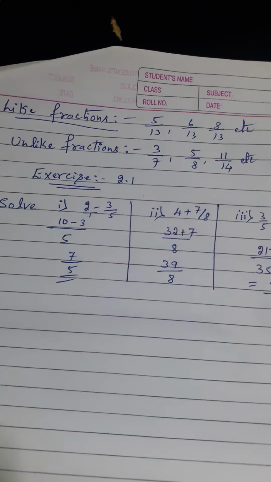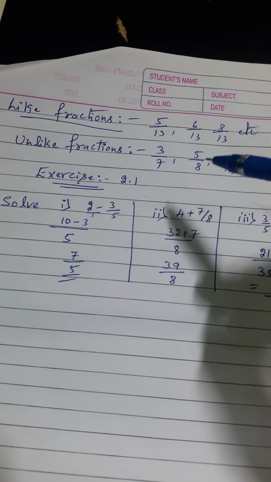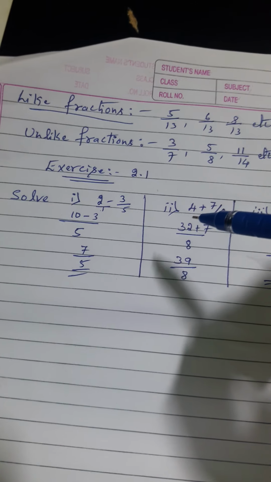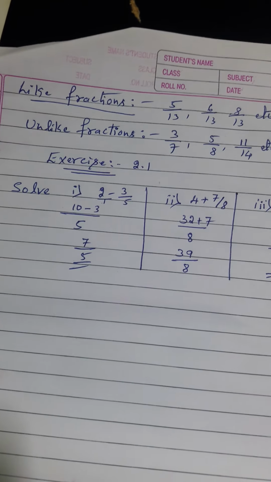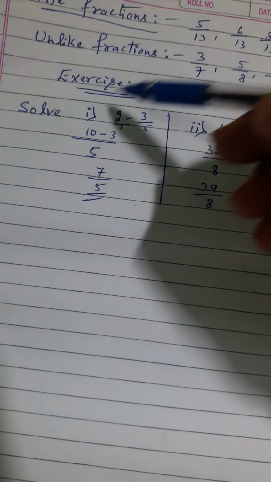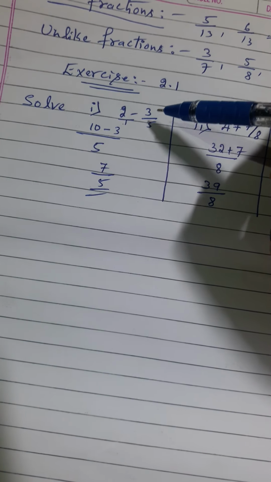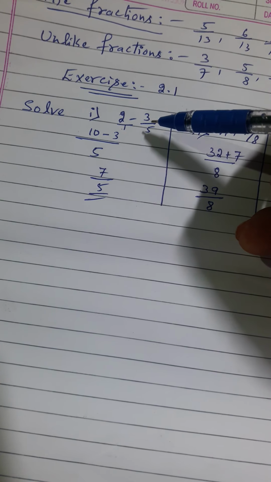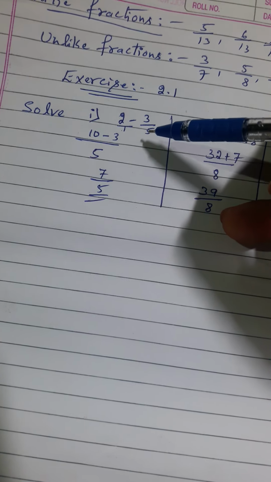Okay, now we'll start the first exercise, that is 2.1, solve. So how to solve the fractions? 2 minus 3 by 5, here we need to subtract 3 by 5 from 2.